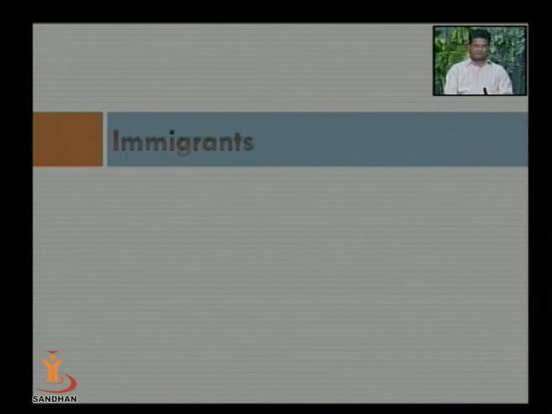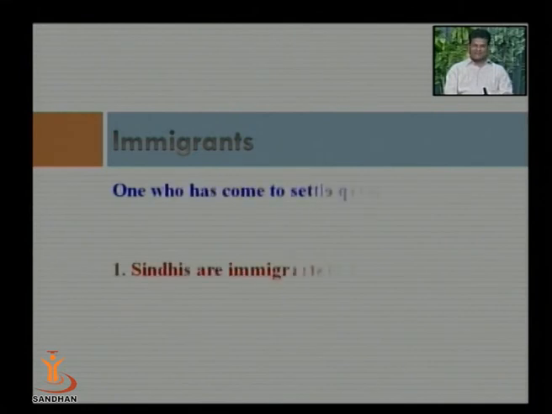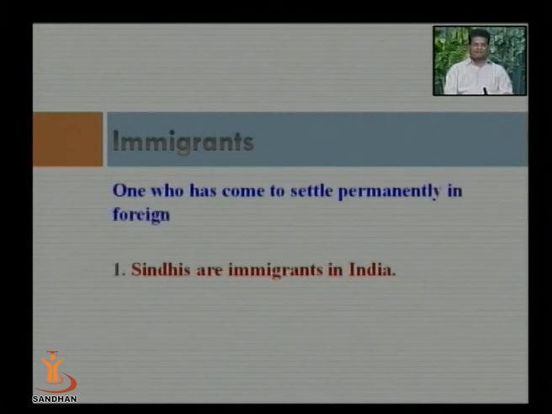Here it is emigrant, and the pair of it is immigrant. The meaning is similar but opposite. One who has come to settle permanently in a foreign country. Permanently. And come, not gone. One who has come to our country from another country. This is the difference. When the person goes from our country to another country, that is emigrant. And the person who comes from another country to our country, that is immigrant.